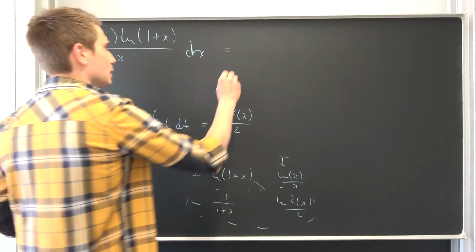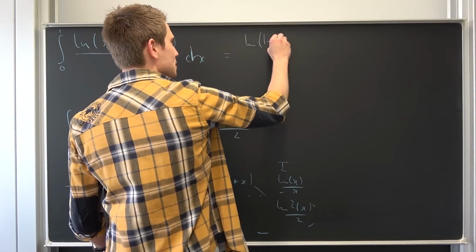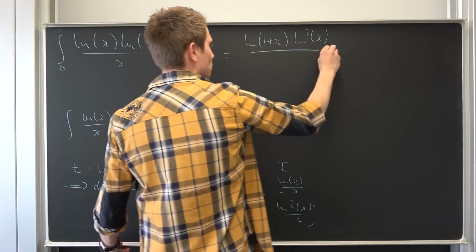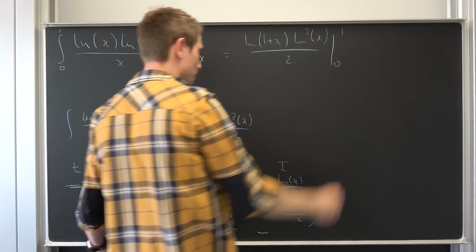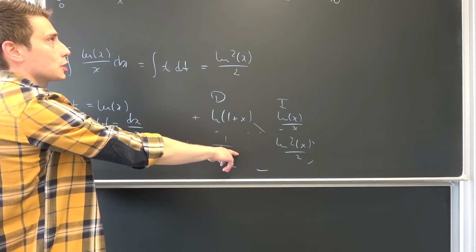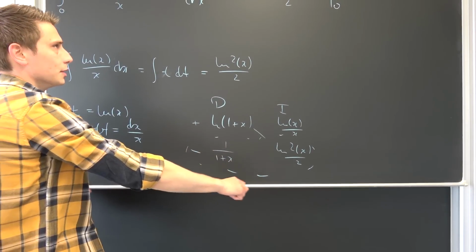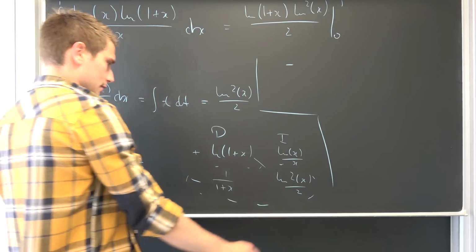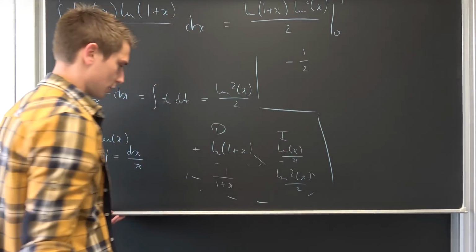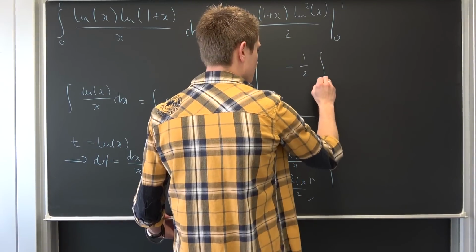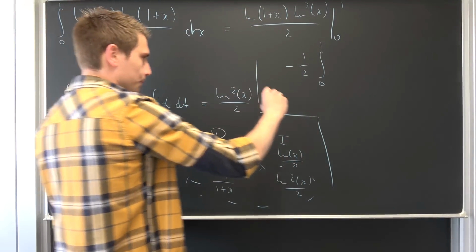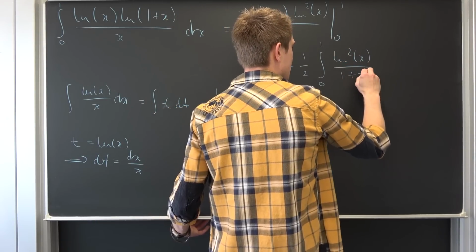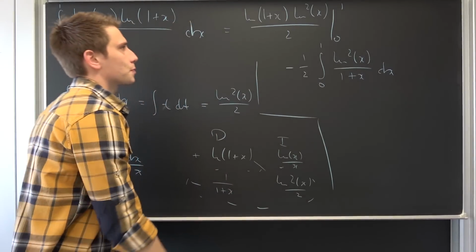So we are going to get the natural log of 1 plus x times the natural log squared of x over 2 from 0 to 1, and then minus this chunk multiplied together as an integral. So minus, those are just side notes, the 1/2 to the front is just a constant, so integral from 0 to 1 of natural log squared of x over 1 plus x integrated with respect to x.